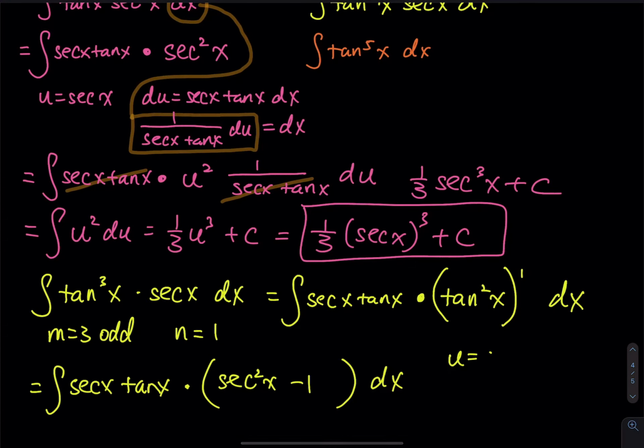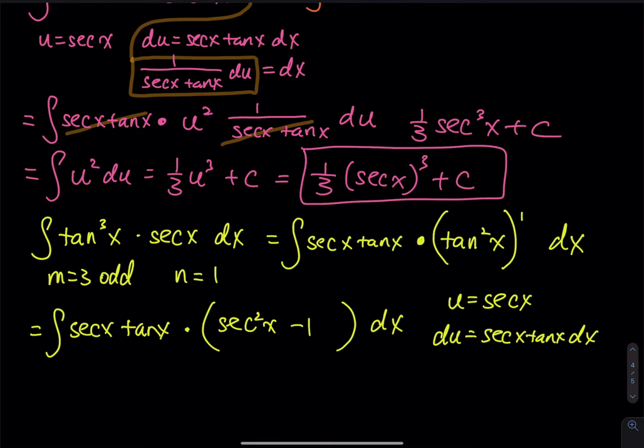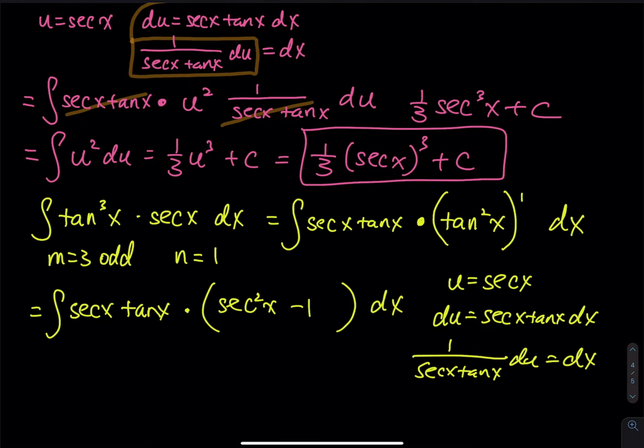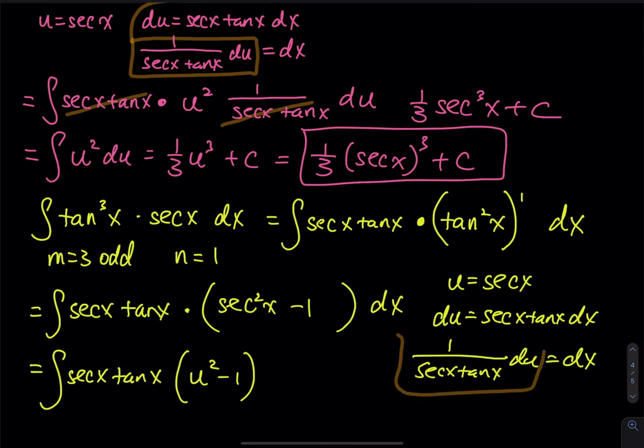So u equals secant x, and then du equals the derivative of secant, which is secant times tangent dx. Then 1 divided by secant x times tangent x du equals dx. Now we are ready to do the change of variable. So this is secant x times tangent x, and then we have u squared minus 1. The dx becomes this. So this du is going to replace the dx.